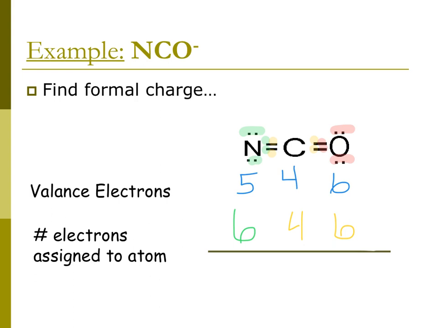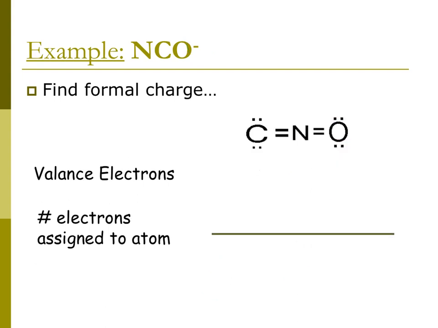Now let's do the math. We subtract 5 minus 6, we get a -1. 4 minus 4 is of course 0, and 6 minus 6 is of course 0. Notice that total charge there, -1, represents the charge of the polyatomic ion. The other atoms have completely 0 formal charge, so this seems like a very stable molecule, but let's check out the others. In this version, we have nitrogen in the middle.